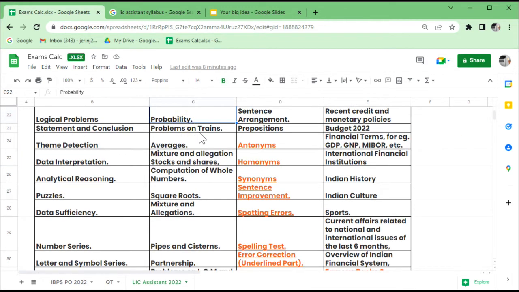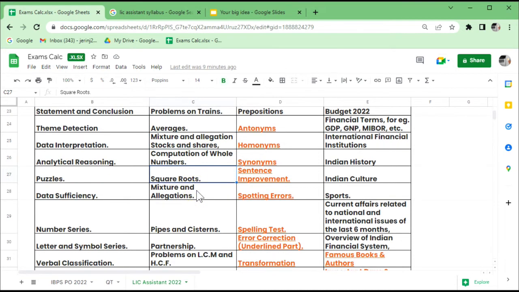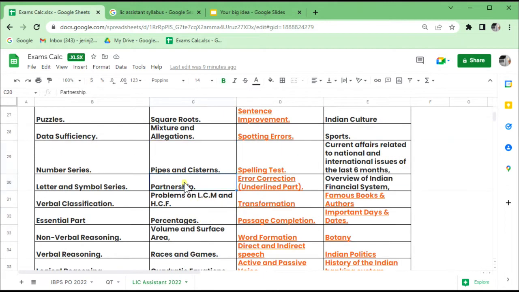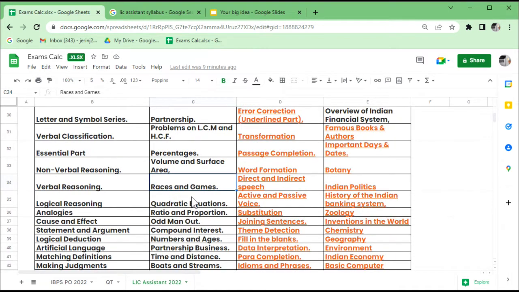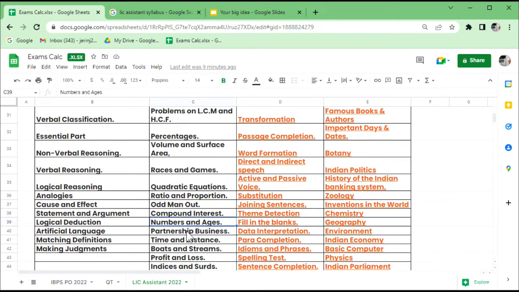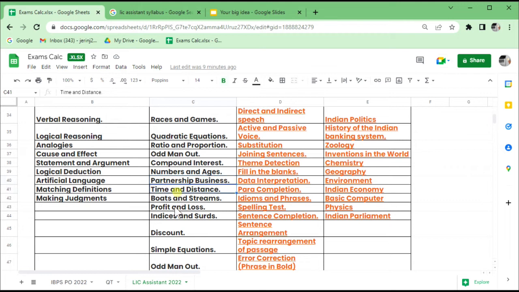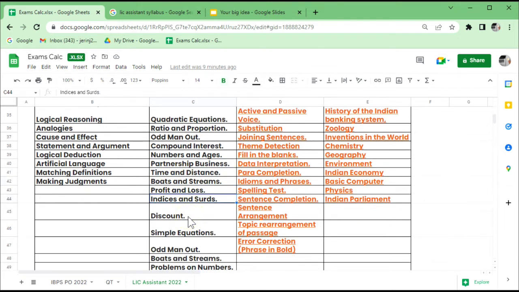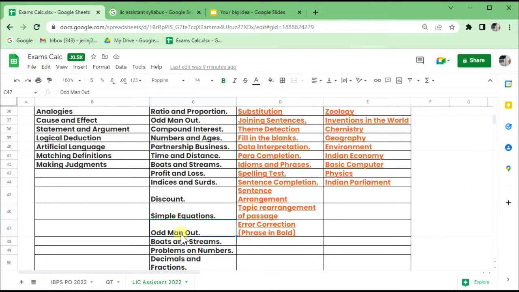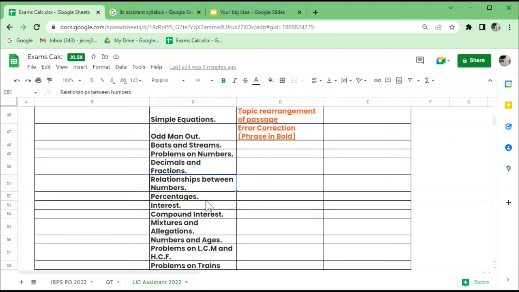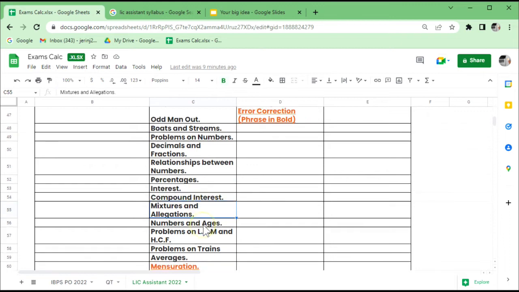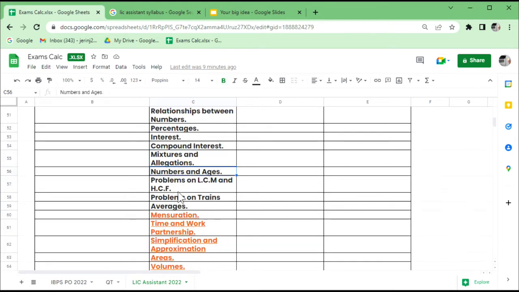Next, coming to quantitative aptitude. That is probability, problems on trains, averages, mixture and alligation, stocks and shares, computation of whole numbers, square roots, pipes and cisterns, partnership, problems on LCM and HCF, percentages, volume and surface area, races and games, quadratic equation, ratio and proportion, odd man out, compound interest, number and ages, time and distance, boats and streams, profit and loss, indices and surds, discounts, symbol equations, problems on numbers, decimals and fractions, relation between numbers, percentage, interest, problems on HCF.